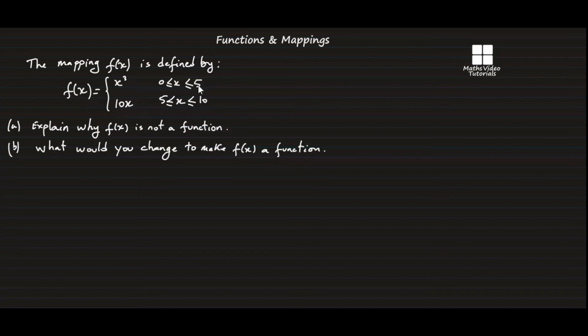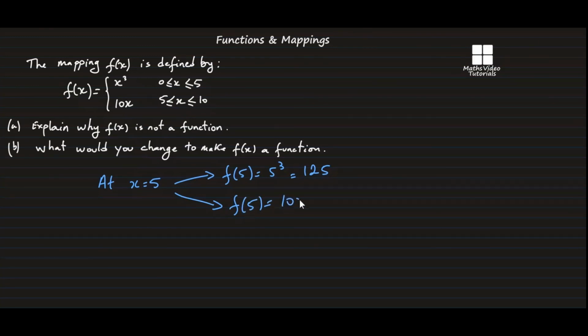So we need to examine this value 5. We need to say at x is equal to 5, what are the values or the images? So we need to plug the value 5 into this expression first. 5 cubed, which is 125. And we need to plug it into this expression because it is part of this domain. So that is 10 times 5, which is 50.